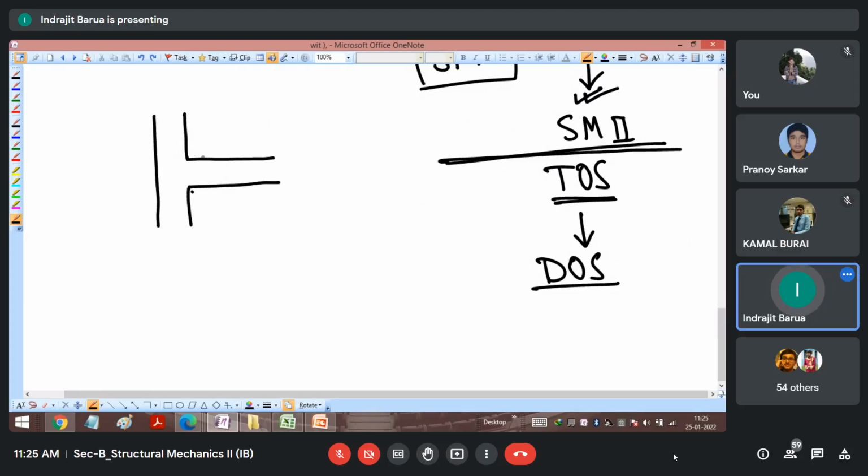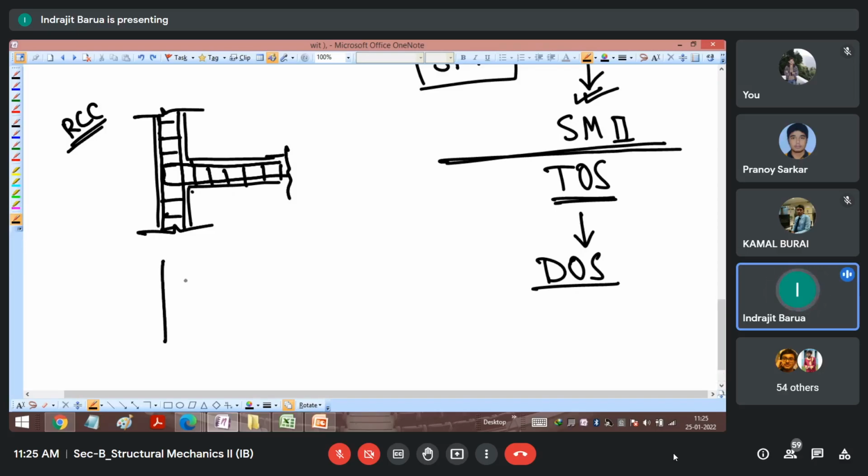If you are connecting this beam to the column in RCC, you do it monolithically. Here you do the casting of the joint together. If you have a steel building, you cannot do that. You need to connect it in a different way. If you have a steel structure, you connect it with bolts, with riveting, riveting was used in the old days, or with welding. You cannot melt it and give its own shape on site, so you take it from the manufacturer and connect it.